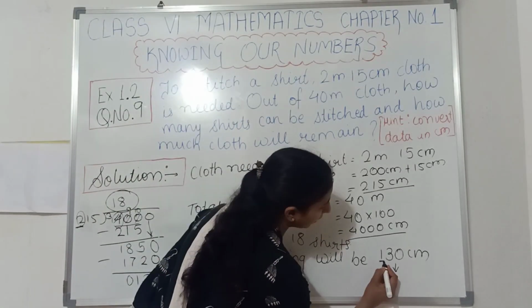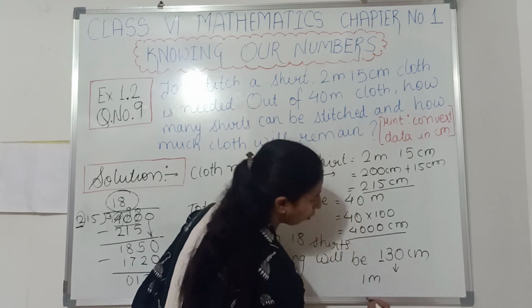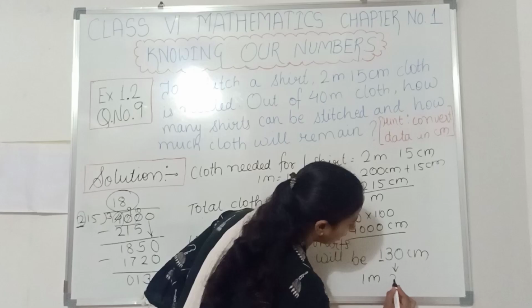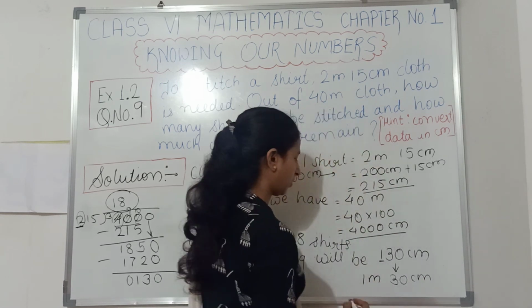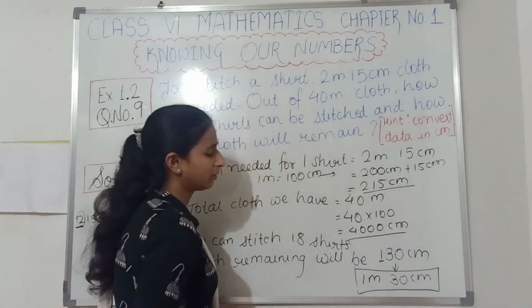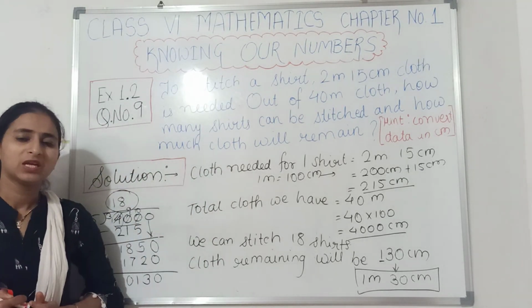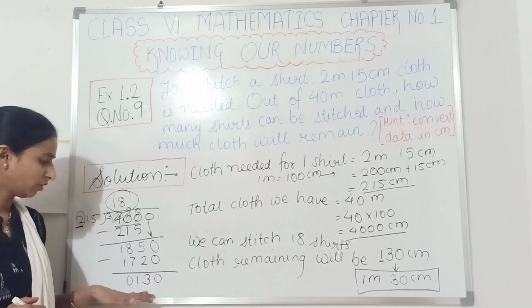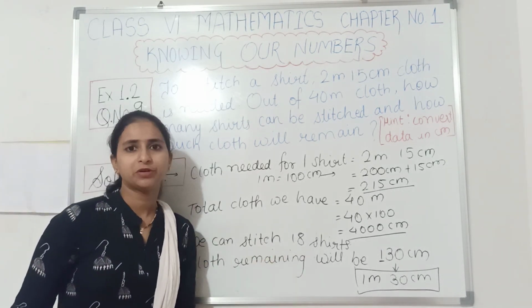If I want to convert this 130 centimeter into meter, what can I do? I can see here 100 centimeter means 1 meter, and an extra 30 centimeter is there, so I will write here 1 meter and an extra 30 centimeter. So this will be your final answer, and this much cloth is remaining. Hope you have understood this question, students. This question is based on division, and we have done it. Observe it properly and then solve it in your fair book.